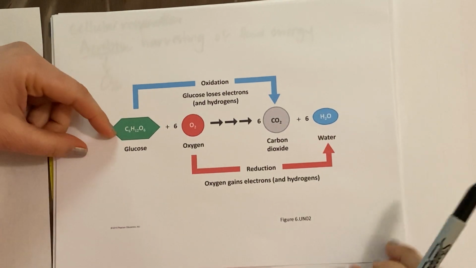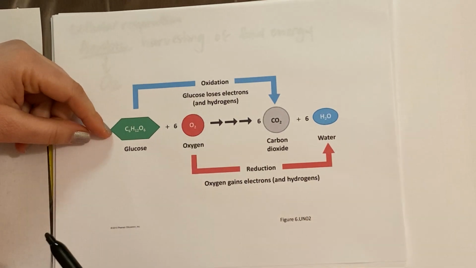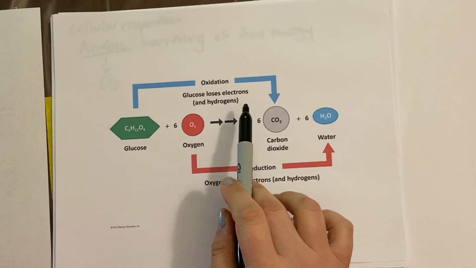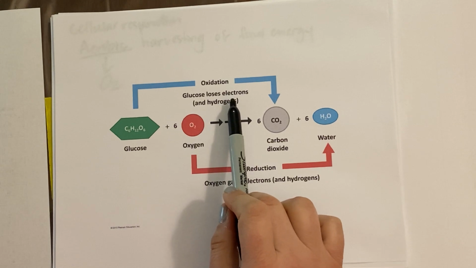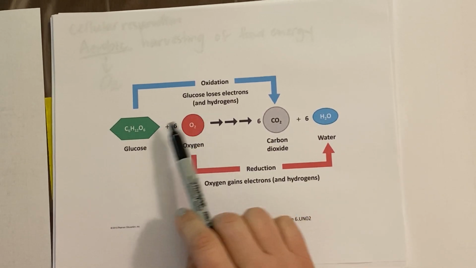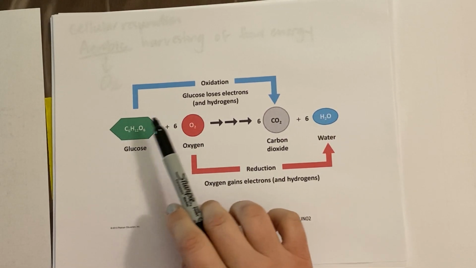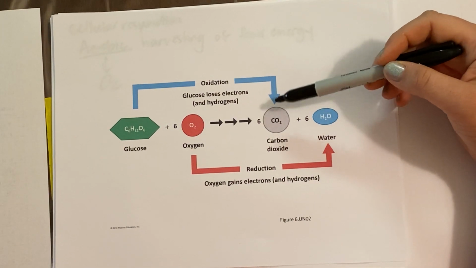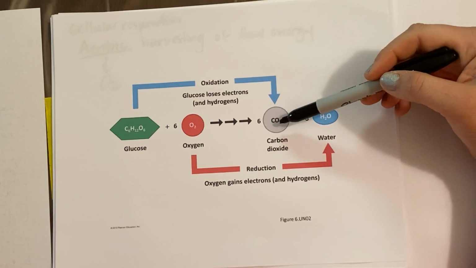Now, what's happening is we're going to take glucose and we're going to oxidize it, which means we're going to strip the electrons and these hydrogens that are attached to the glucose off. When we oxidize something, we are taking the electrons away from a molecule. So in this case, we're going to take the hydrogens off of the glucose molecule. In that process, we're going to eventually get to a point where all of the hydrogens have been removed and all you're left with is carbon dioxide.